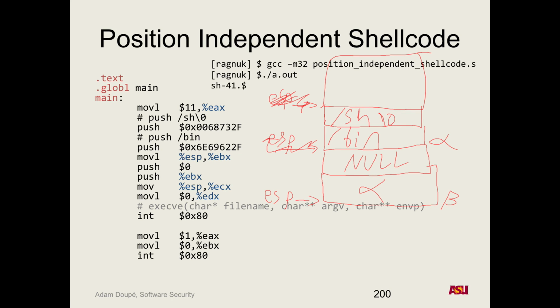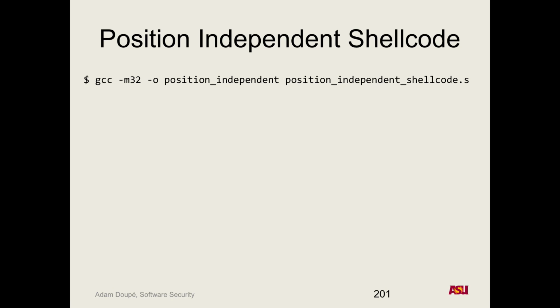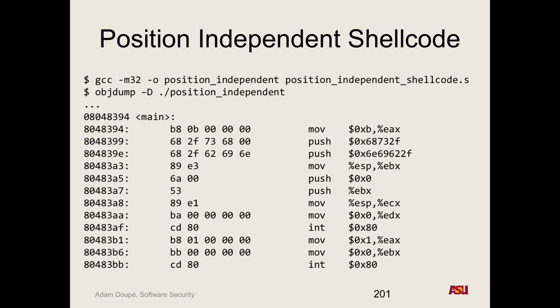So now we can execute this, and this will work. So we want to do our first thing, right? We want to compile it just to make sure this works. If it doesn't work in its own process space, it's never going to work in somebody else's. So we can compile it like this. We can look at the object dump. This is an important thing to do, right? So we can see, look at this.